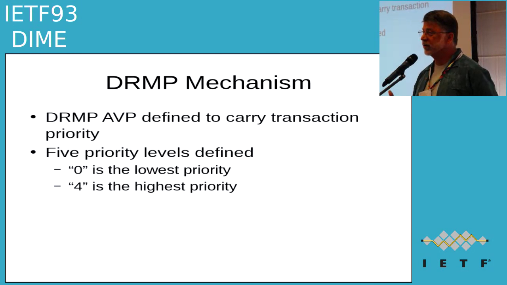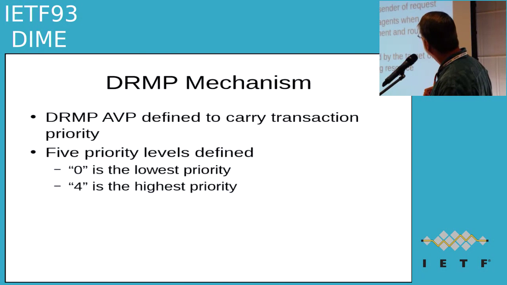We decided to go with one set of priorities with 5 priority levels defined, 0 being lowest, 4 being highest, as opposed to the approach SIP took to have namespaces for multiple priority sets, which we felt just added complication without a lot of value. So that's the proposal as in the current draft. Next slide.